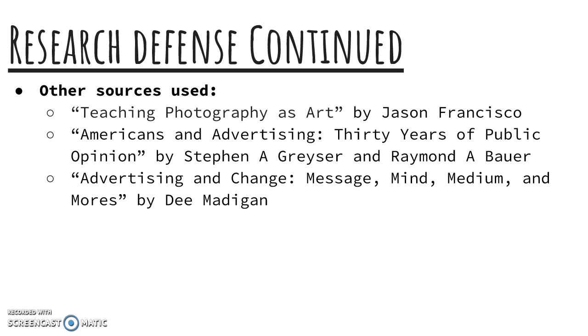Lastly, I found another article that pertains to advertising titled Advertising and Change, Message, Mind, Medium, and More by D. Madigan. This article was useful for my paper because it described the general purpose of advertising on a simpler level that is easier for the average person to understand. The other unused sources from my annotated bibliography just did not fit well with what I was trying to convey, which is why I chose to use these different sources.